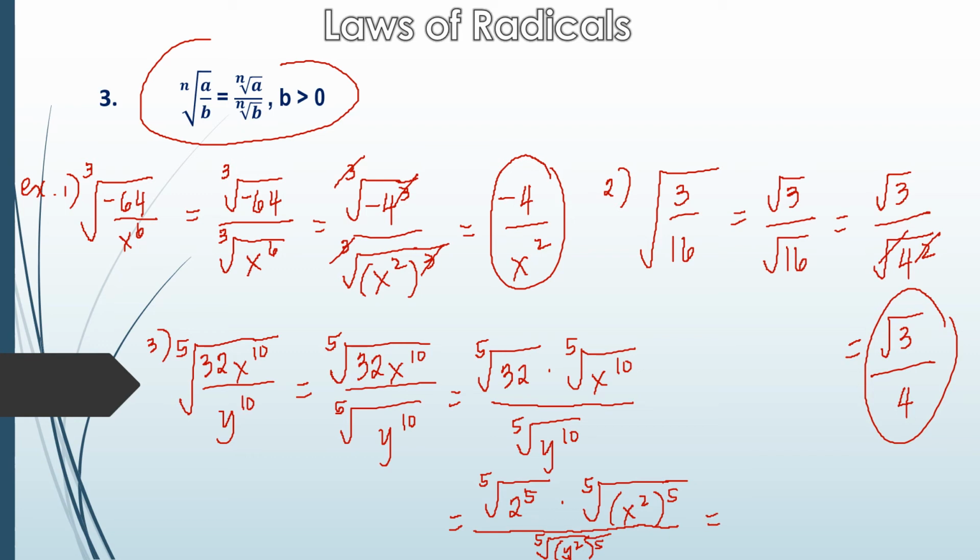So if we apply the first law of radical, if the index is equal to the exponent, we can simply cancel. So for the numerator, we have the fifth root of 2 to the fifth power is 2. The fifth root of x squared quantity raised to the fifth power is x squared over y squared. So the given expression in simplest form is 2x squared over y squared.